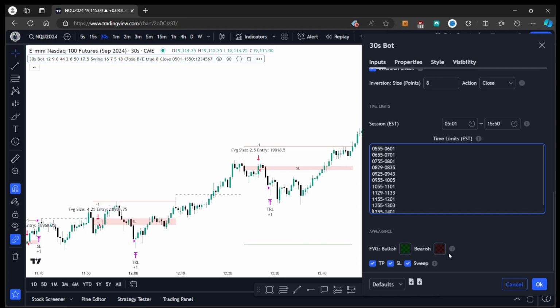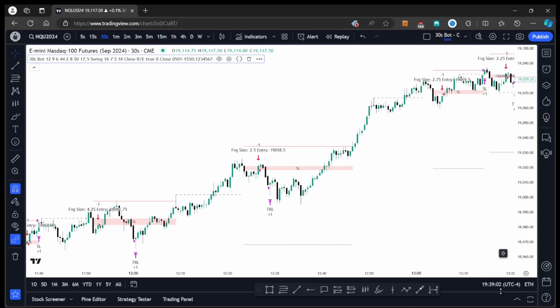That is a way for you to maintain those times for reference, but not actually have them observed. Lastly, you just have a couple of visualizations: how to render the FVGs and what color, and whether to render the take profit, stop loss, or the sweep lines on the chart to give you some idea of what was the basis of the trade. That's a quick overview of all the settings. Hopefully that's clear.